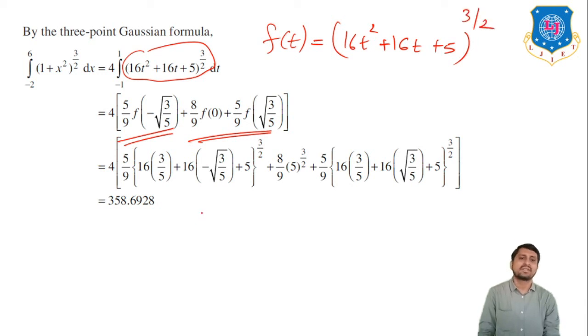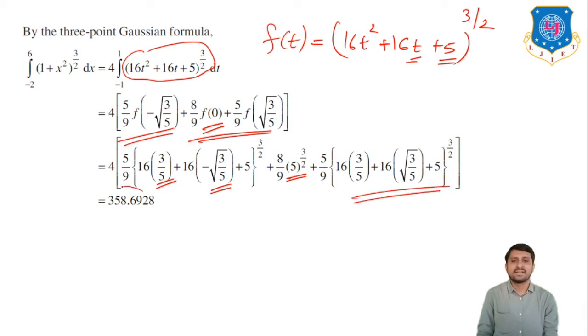So first you have to take minus root 3 by 5. So 16 into minus root 3 by 5 whole square, that is 3 by 5, plus 16 times t which is minus root 3 by 5, plus 5, raised to 3 by 2, plus 8 by 9 f of 0. F of 0 is what? Put 0: 16 into 0 plus 16 into 0 plus 5, so 5 raised to 3 by 2, plus 5 by 9 f of square root of 3 by 5. So 16 into 3 by 5 plus 16 into square root of 3 by 5 plus 5 raised to 3 by 2.